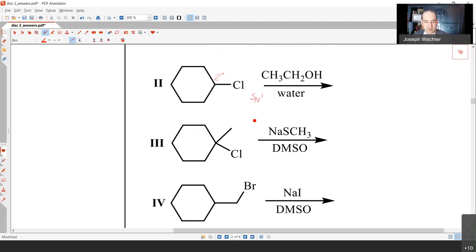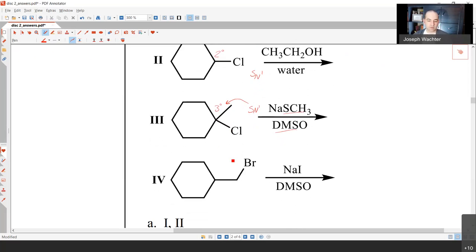That would be terrible. So this one, we have a hindered tertiary substrate with a good SN2 nucleophile and an aprotic solvent. So this one could be tricky. I would say this is still likely to go SN1 because of that tertiary substrate. Even though we have a strong nucleophile, it's very hindered. Think about your cyclohexane chair conformations, the SCH3 would have to get in underneath that ring, highly hindered. I think that's unlikely to be SN2.